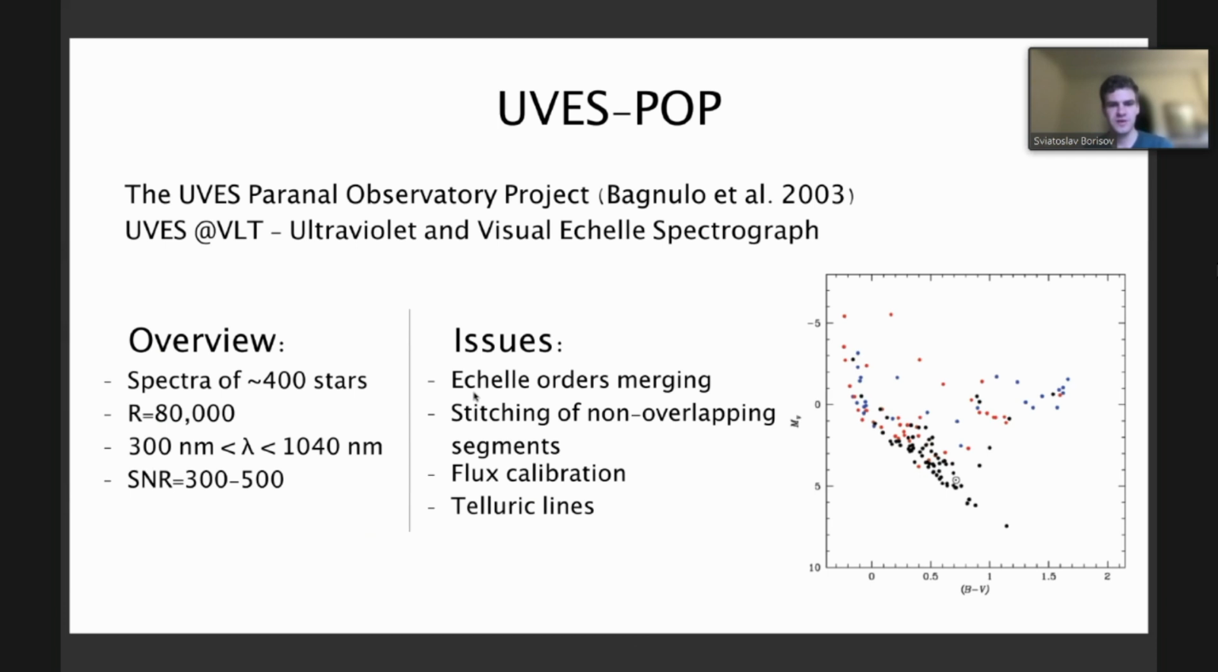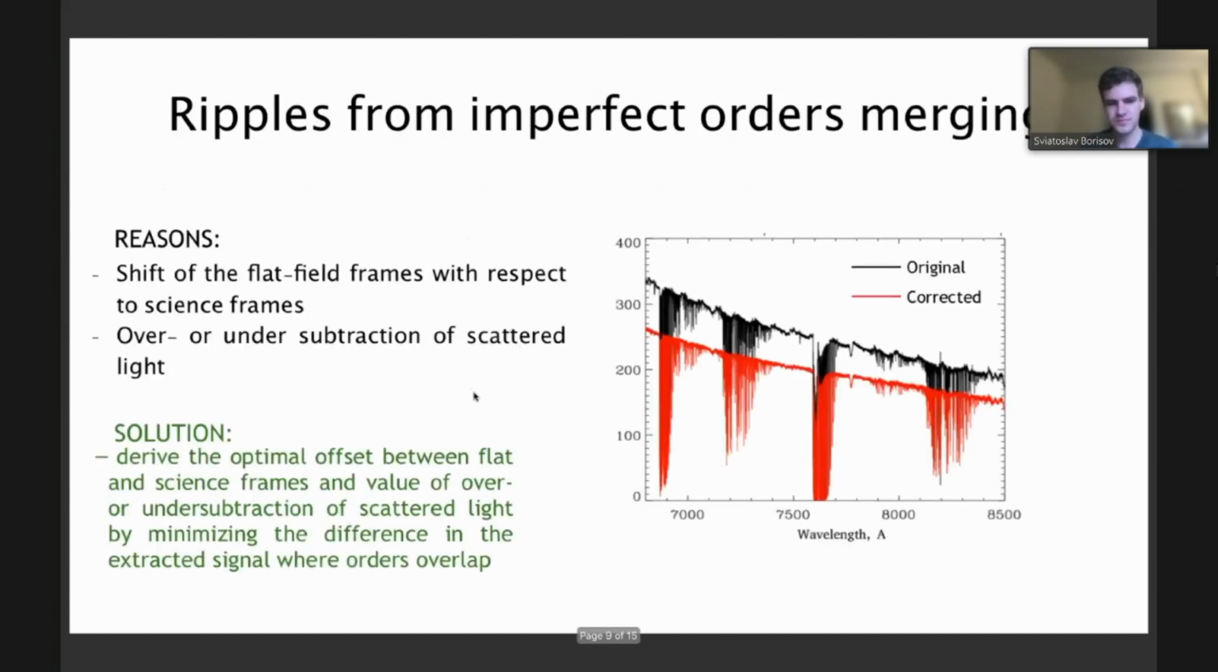So the second stellar library is UVES-POP. Originally, it was developed by a team from ESO, and it was observed with UVES, which stands for Ultraviolet and Visual Echelle Spectrograph. This library contains about 400 stars with a very high resolution of about 80,000 and covers a wavelength range from 0.3 to approximately 1 micron. But unfortunately, there are some issues with it. First of all, they relate to Echelle orders merging, stitching of non-overlapping segments and some other problems.